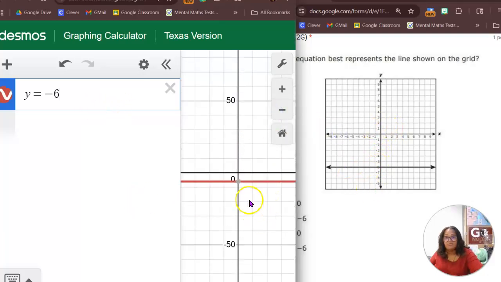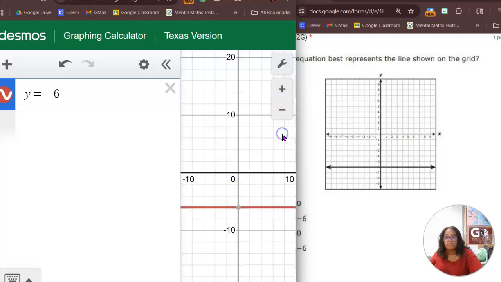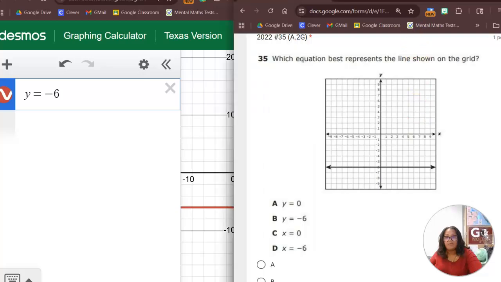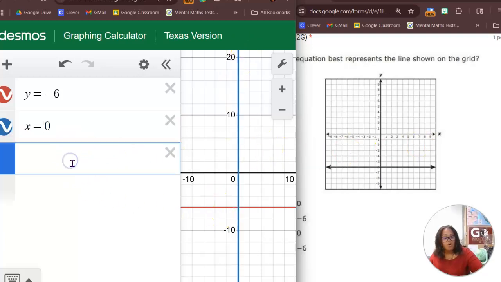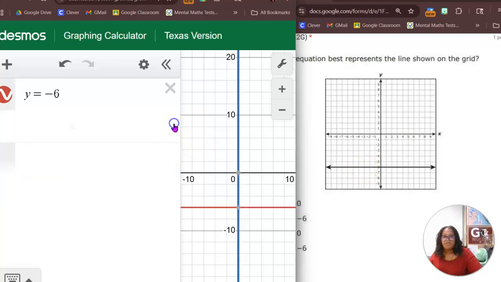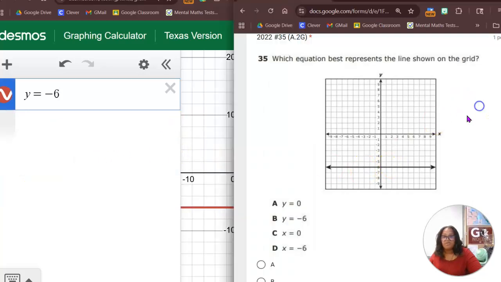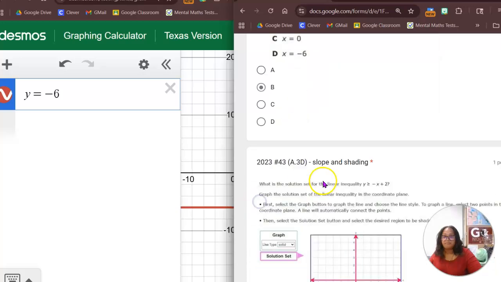Let me zoom out. There's my -6, and it goes to -6, 0. X equals 0 is clearly not it. It goes through the y-axis. Or x equals -6. Also not it, because it's this green line here, and that does not match this picture. So I would get rid of these, and this red picture matches this picture, so it's y equals -6, which is B.